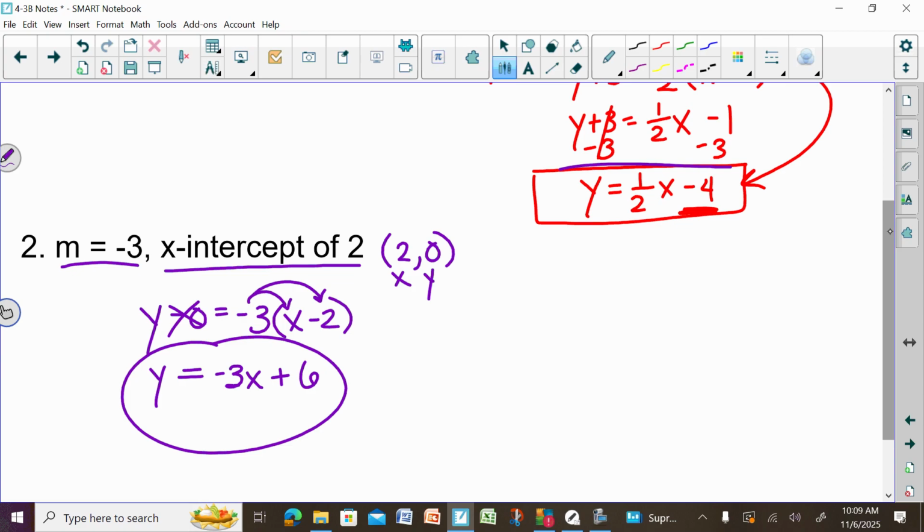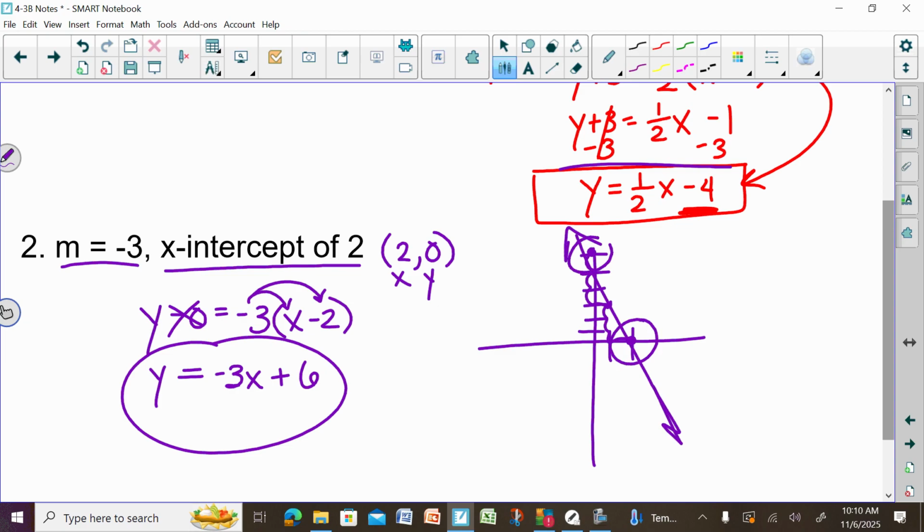So not only does it go through an x-intercept of 2, this is telling me that if I have a negative 3 slope, I'll also go through the y-axis at 6. And if I count all the way down there, 3, 1, 2, 3 over 1, I'm here. If I do it again, I'm at that 2. I know we didn't have to graph it, but I'm just kind of showing you. They gave us this point. We found that point.